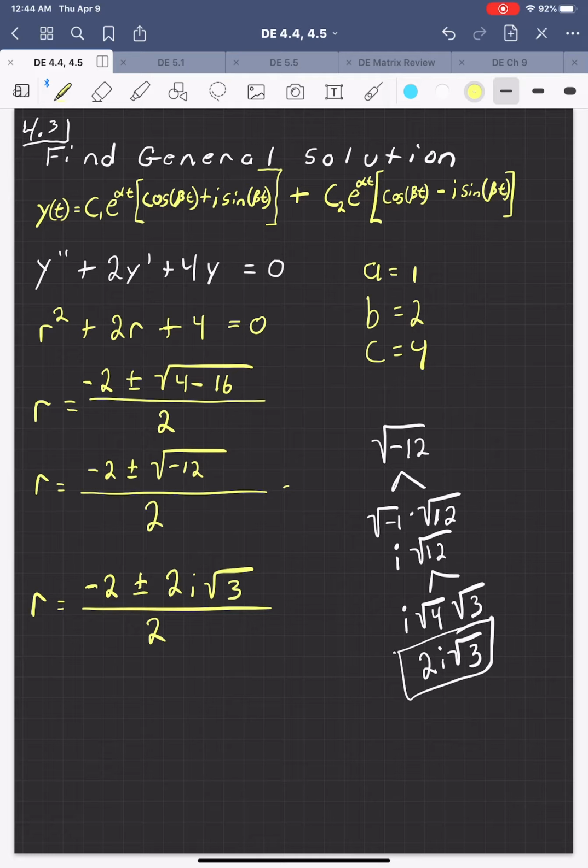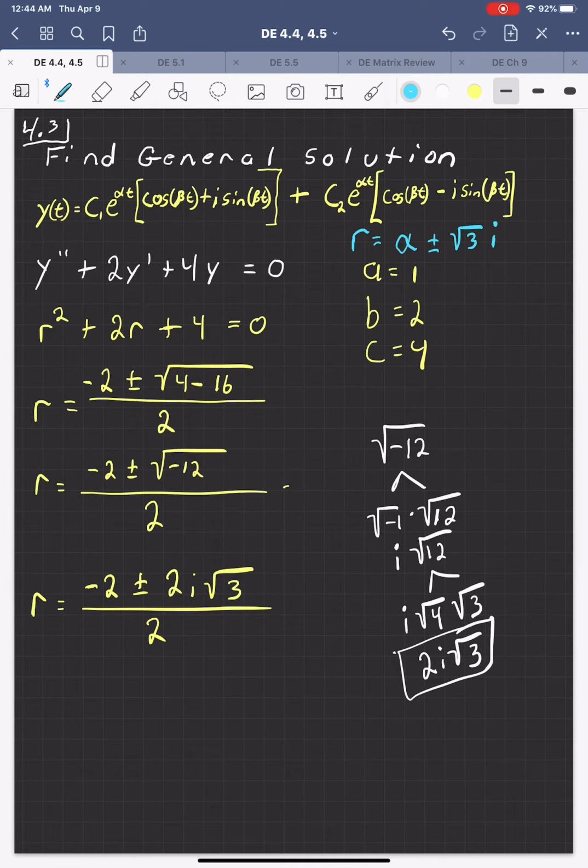All right, so at this stage, what you have to recall, and I'm going to write this up top because this is something that you can have written right beside your general solution, is that we went through in the last video and showed how we can think about r in its complex form as alpha plus or minus beta i. So that's the complex form of that root.